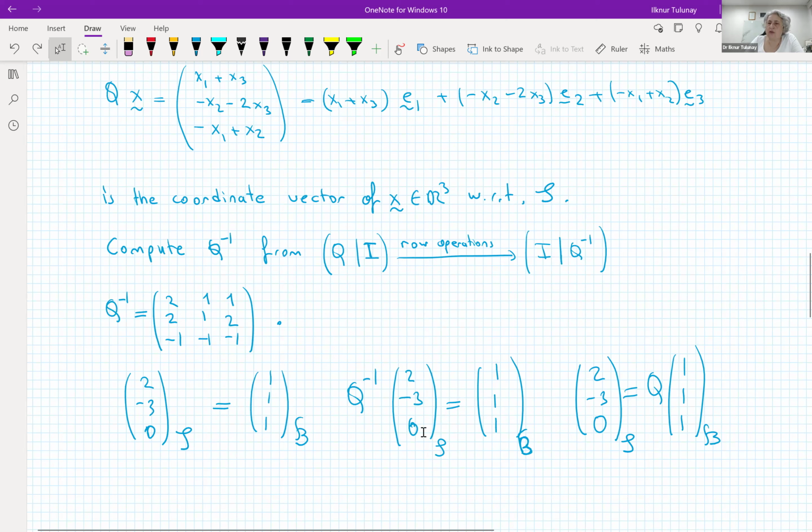This is the coordinate vector with respect to S, and this is the coordinate vector with respect to B. S is the standard basis, and B is the other basis that we picked. So as you see, constructing Q and Q inverse makes us move from one basis to another. We are going to use this idea to compute the matrix form of a linear transformation with respect to different bases.